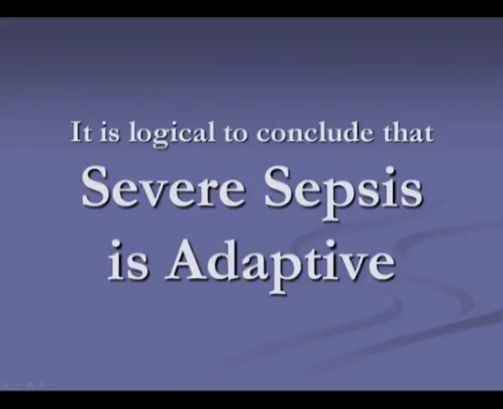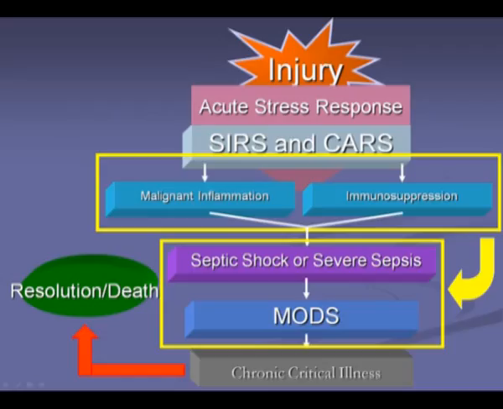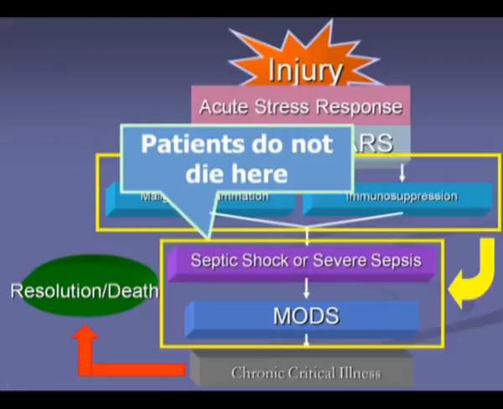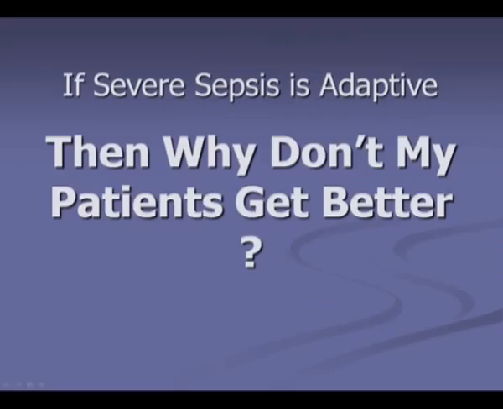And it's, I think, logical to conclude that severe sepsis may well be an adaptive state, a response of cells to an insult by attempting to preserve their function. So then the question becomes this. Cells don't die here, but they do become dysfunctional. Patients don't die here either. In general, we can resuscitate people from septic shock if we get there early enough. And that's not where the problem lies.